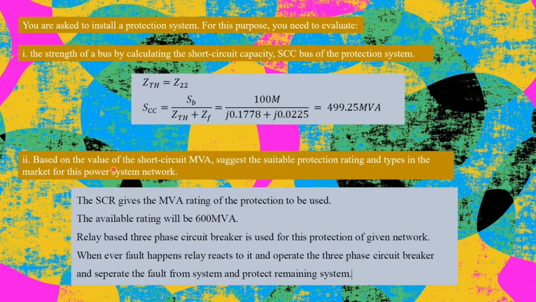Next, based on the value of the short circuit MVA, suggest the suitable protection rating and types in the market for this power system. The SCC gives the MVA rating of the protection to be used. The suitable rating will be 600 MVA. A relay-based 3-phase circuit breaker is used for this protection to work. Whenever a fault happens, the relay reacts to it and operates the 3-phase circuit breaker, separating the fault from the system and protecting the remaining system.